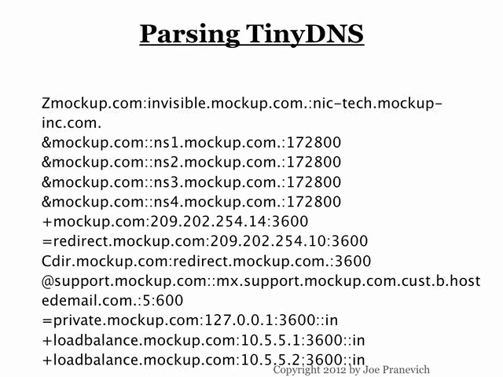Each line starts with a special character. In this case, you can see from this slide, I have special characters Z, ampersand, plus, equals, C, at, and others. Each of these special characters refers to either a specific type of record or a very special TinyDNS record. So for example, Z is the SOA record. The ampersand is an NS record. The plus is an A record. However, the equals sign is an A record plus a PTR record.